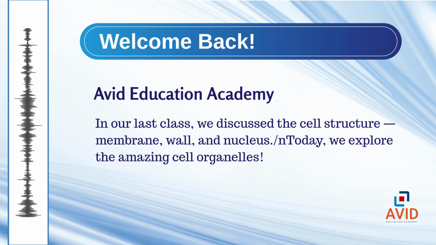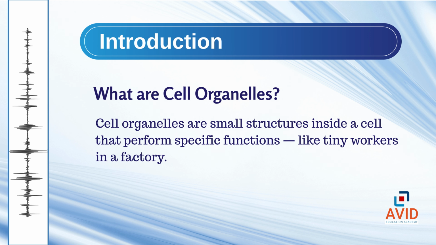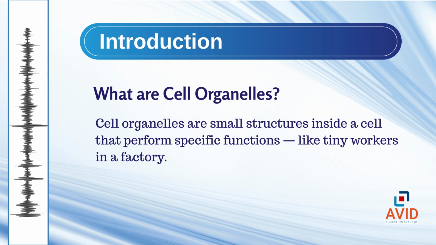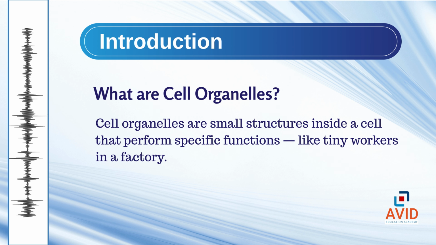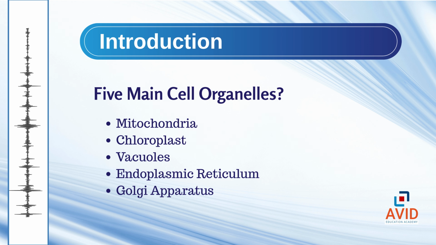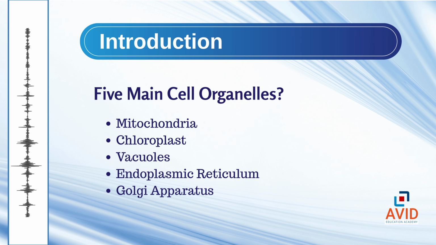In our last class, we explored the structure of the cell. We talked about the cell membrane, cell wall, and the nucleus. Today, we'll go deeper into the inside of the cell, where a lot of exciting work happens, thanks to small structures called cell organelles. Let's understand these little workers inside the cell in a simple and fun way. Today, we will cover 5 main organelles: mitochondria, chloroplast, vacuoles, endoplasmic reticulum, Golgi apparatus.